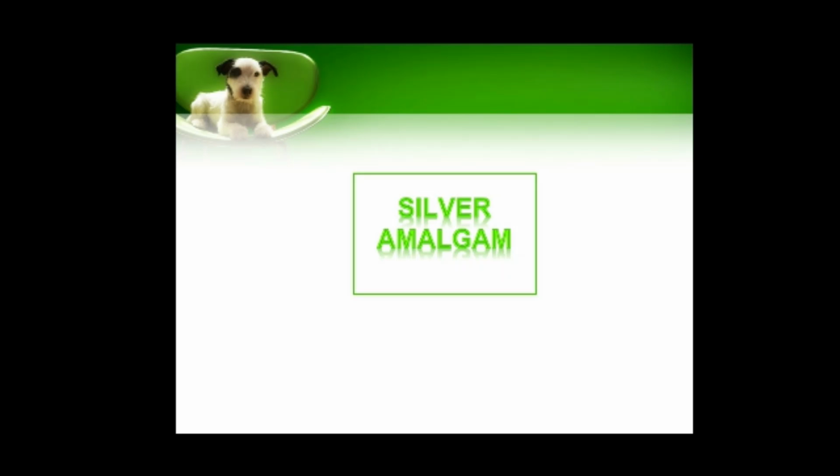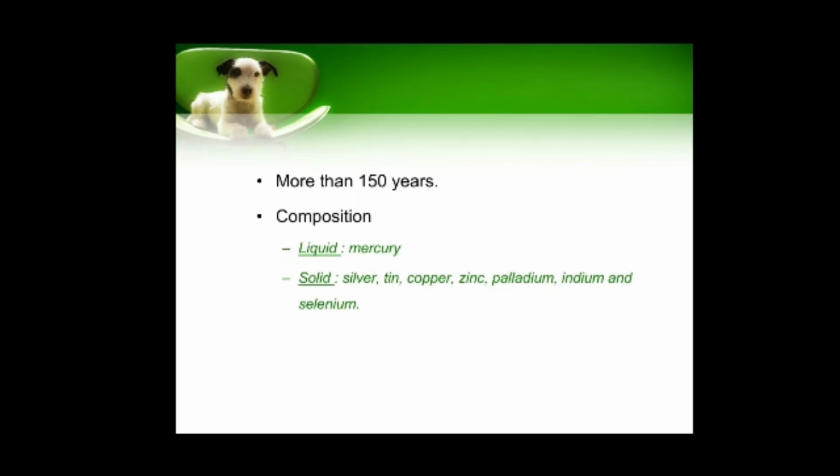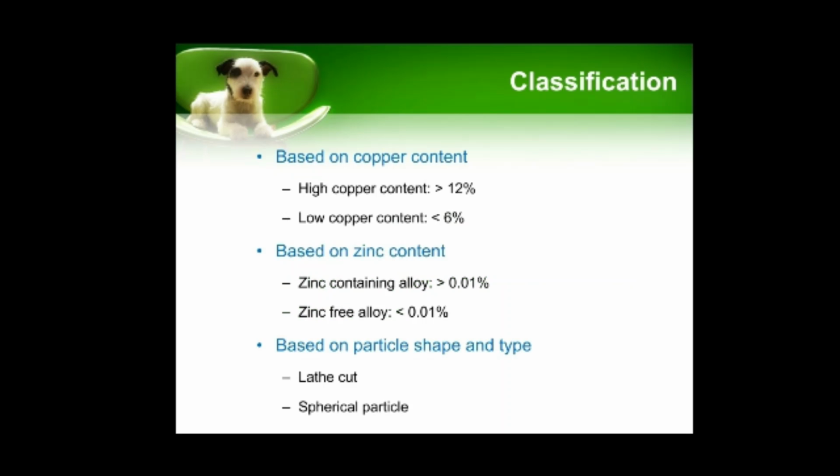Silver amalgam. Dentists have used it for restoring teeth for more than 150 years. The dental amalgam is produced by mixing liquid mercury with solid particles of an alloy of silver, tin, copper and sometimes zinc, palladium, indium and selenium. This combination of solid metals is known as the amalgam alloy.